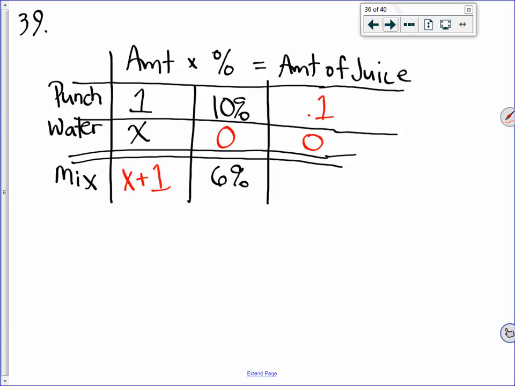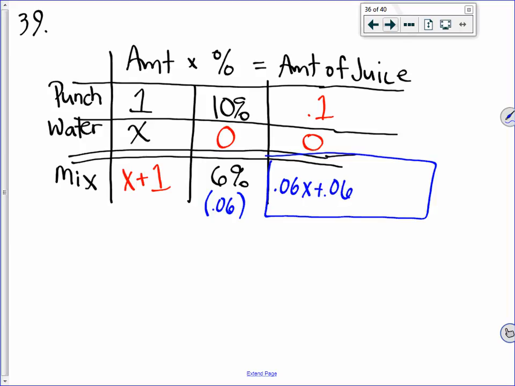Okay, because this is the amount of juice in water. Think of what that cell is. The amount of juice in water is 0. And then the way we get this cell is by multiplying across and adding down. So again, 6% is 0.06. So this is 0.06x plus 0.06, because I have to distribute the 0.06 to the x and to the 1, and that equals 0.1 plus 0, and I get that by adding down.